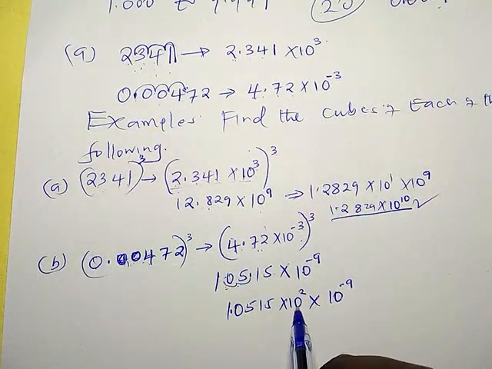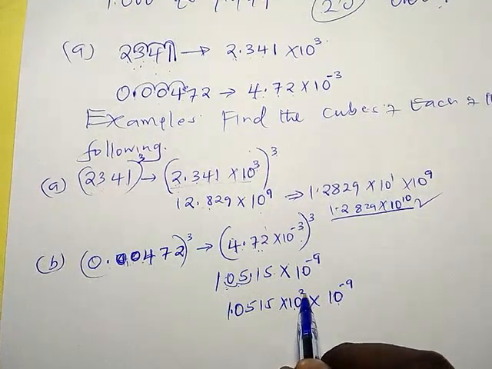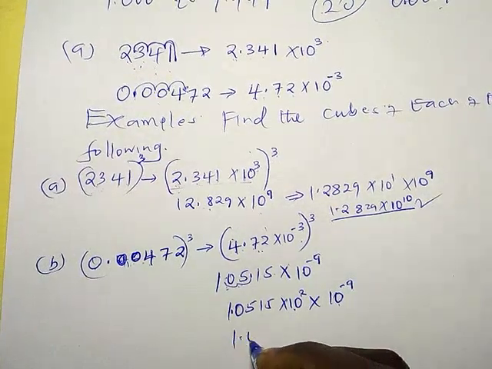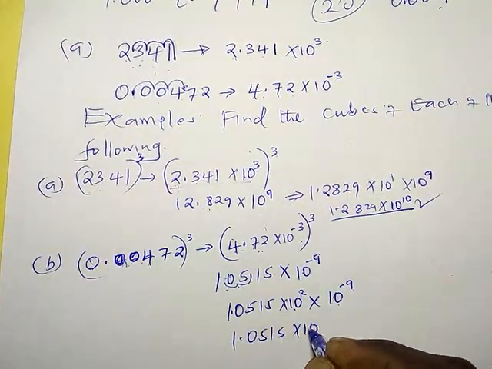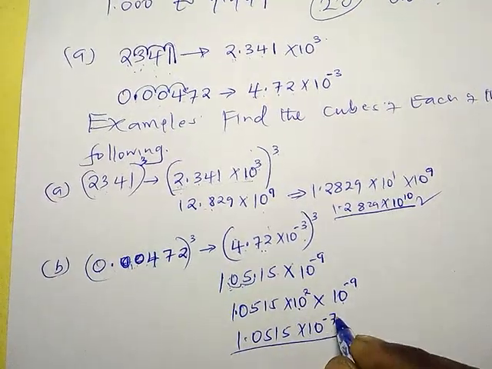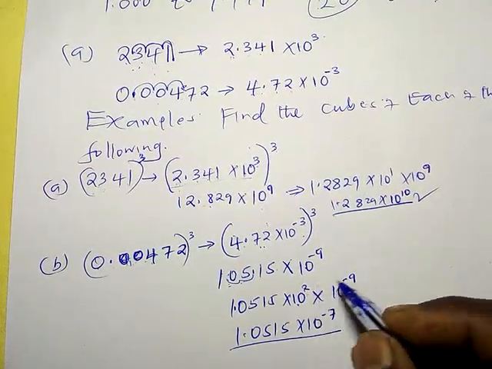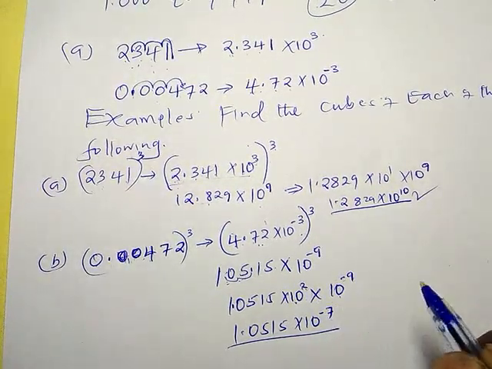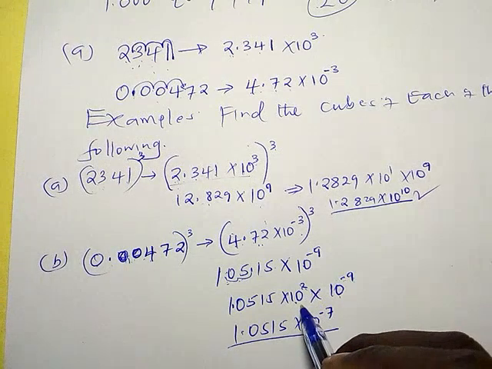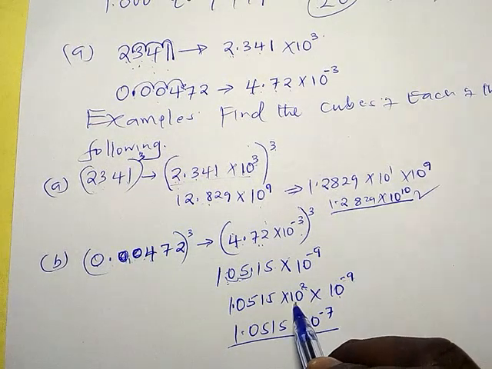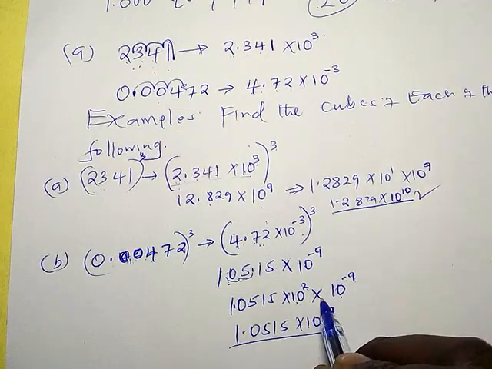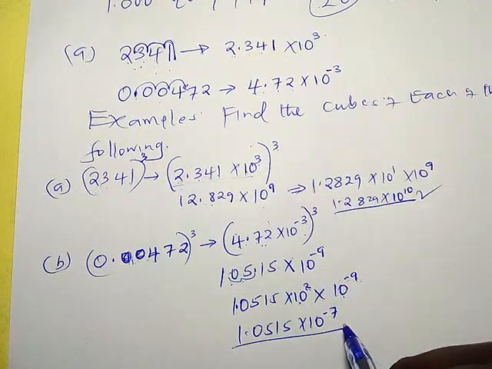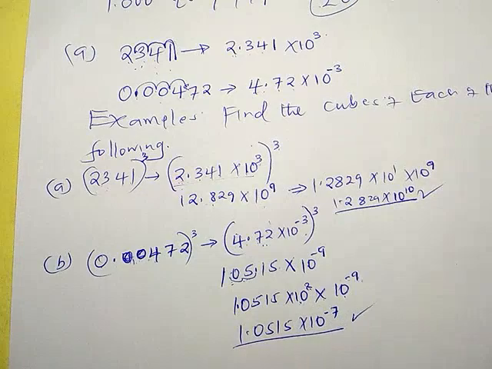So if you add the positive and negative powers, it will remain 10 raised to power negative 7. So the final answer is 1.0515 times 10 raised to power negative 7. What did I do? It is like negative 9 plus 2. Negative 9 plus 2 is negative 7. In indices, when the bases are the same and we are multiplying, we add the powers. So this plus this will give you this. Don't worry about that; you will learn more about that.